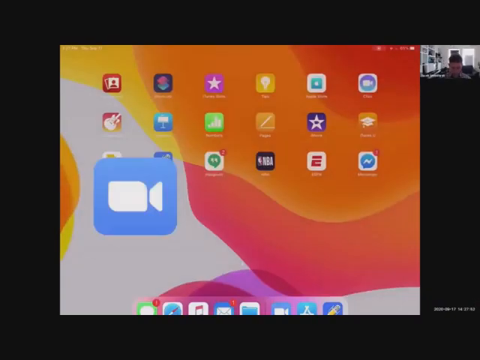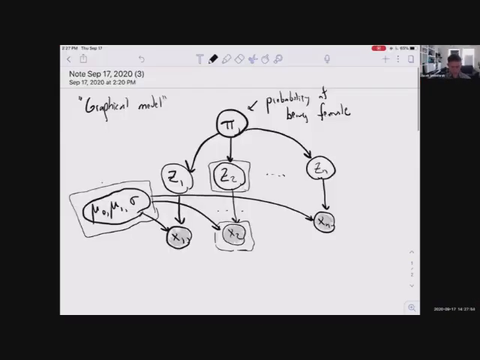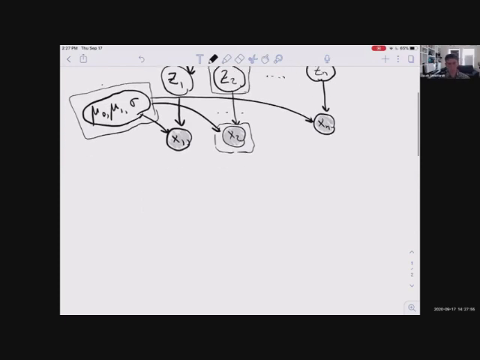I want to do that on the board, so I'm going to share from my iPad again. So let's talk about the setting here. This is a meta-analysis of COVID household transmission.